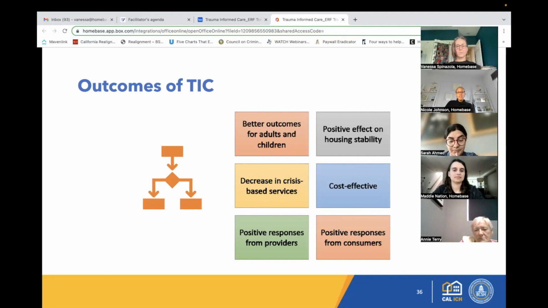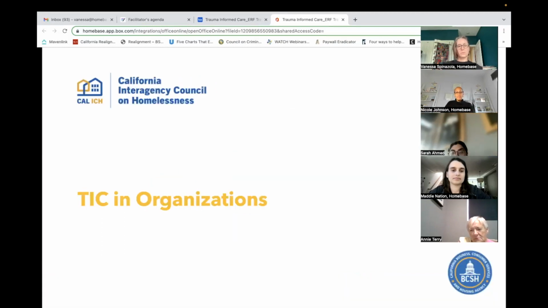There's also a decrease in crisis-based services. It is cost-effective. There are positive responses from providers and positive responses from consumers. So on both ends here, trauma-informed care is working and it helps everybody, the service providers and the clients. We can go to the next slide, please.